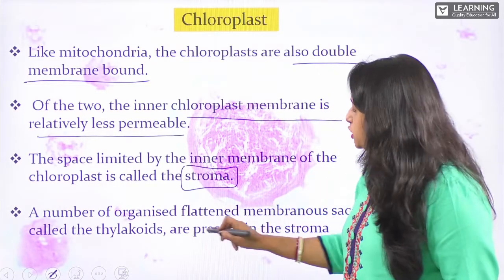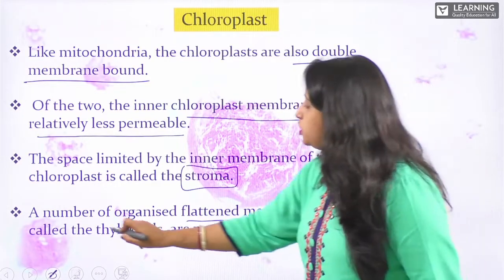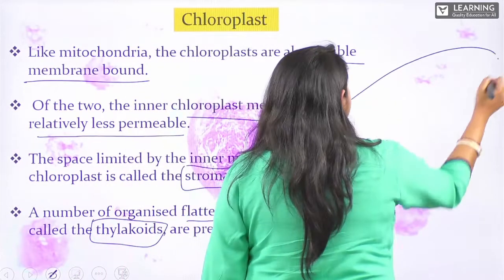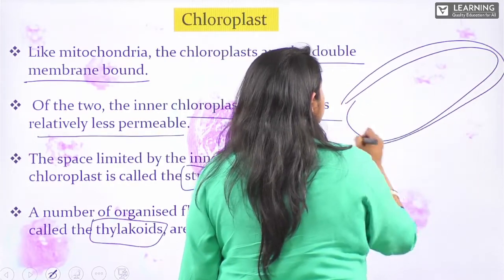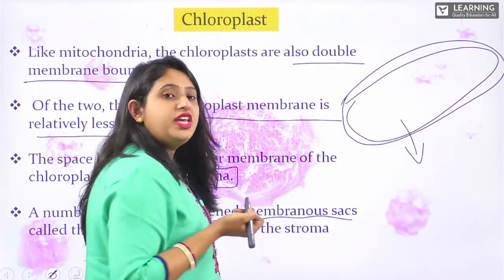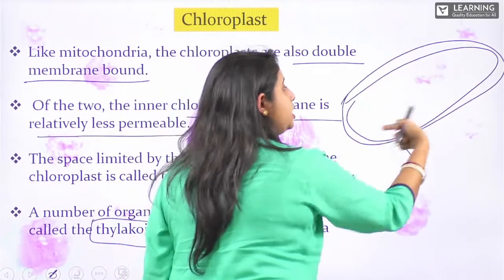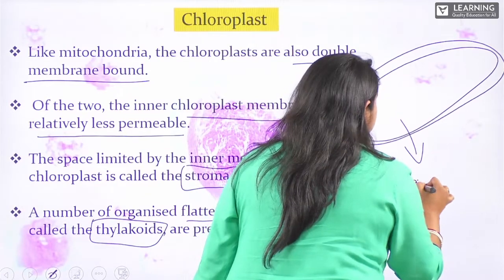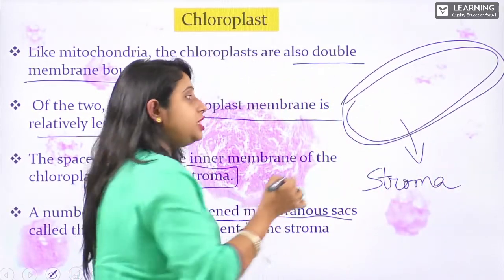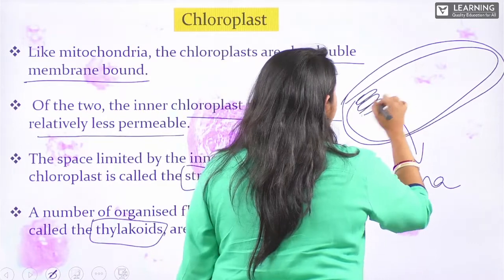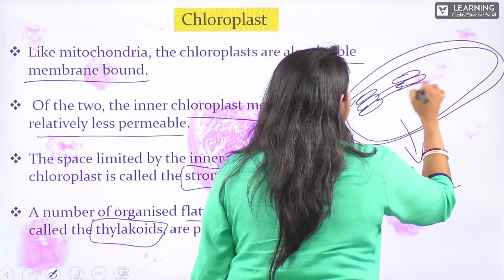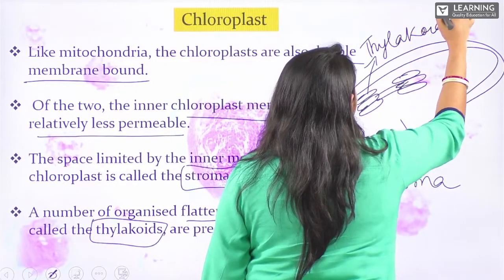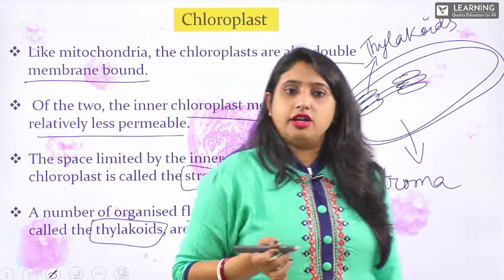The number of organized flattened membranous sacs are called thylakoids, we have seen, right? If this is the chloroplast, the space inside the inner membrane we call the stroma, and this flattened disc-shaped structure, these are the thylakoids. Is that clear?